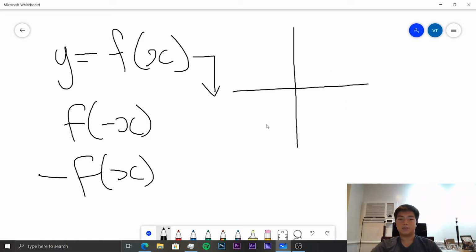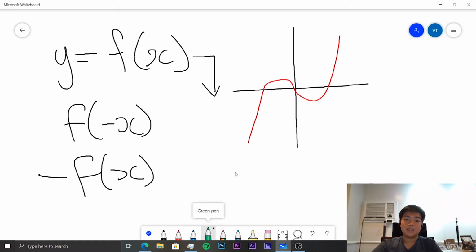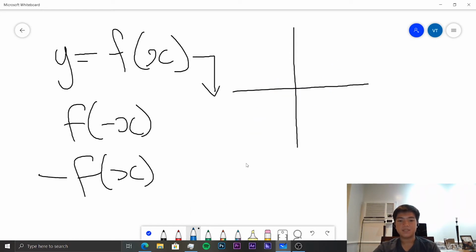So let's illustrate this with an x cubed graph. We have the original function here in red. For f of negative x, which would be a reflection in the y-axis, this would look something like this. Oh, I realize this may not be the best example. Let's do a different function, something that will look different.